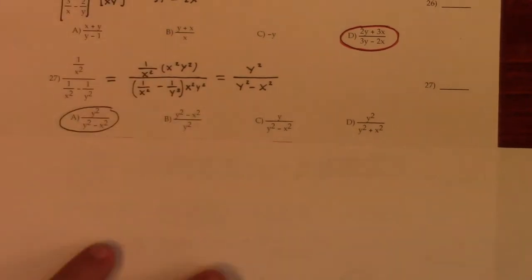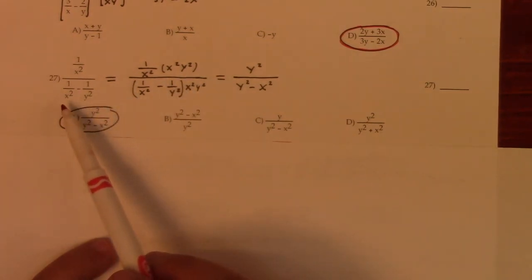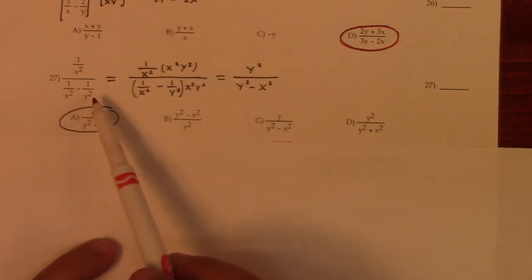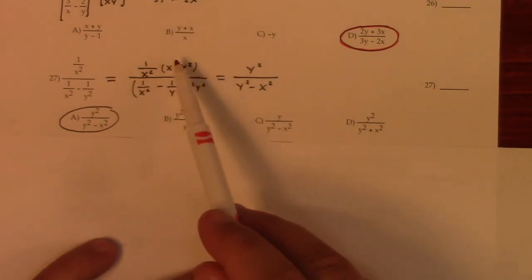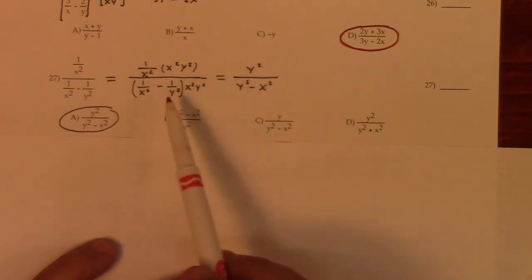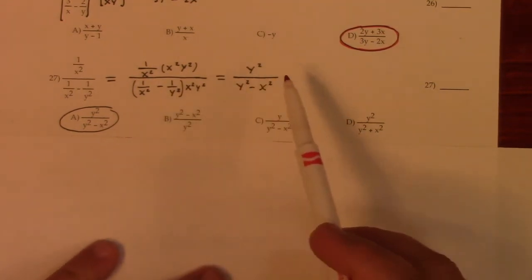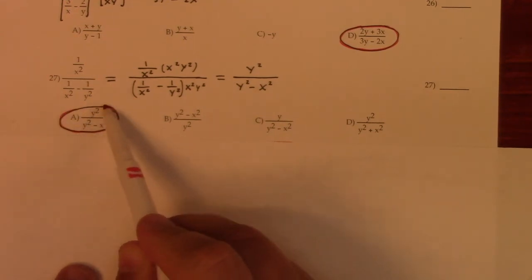Again, I multiply by something to clear out all the denominators. So I've got a denominator x squared, I've got a denominator y squared. So I multiply by x squared y squared to clear them all out, and I have to multiply the same top and bottom to be fair. So these cancel to give me y squared up top, and these cancel to give me y squared minus x squared downstairs. And so altogether, it gives me answer A.